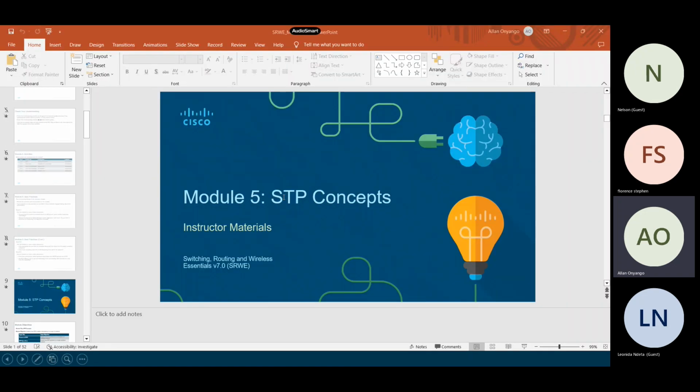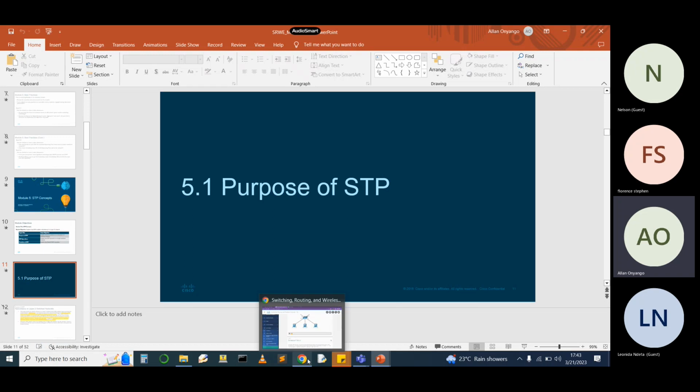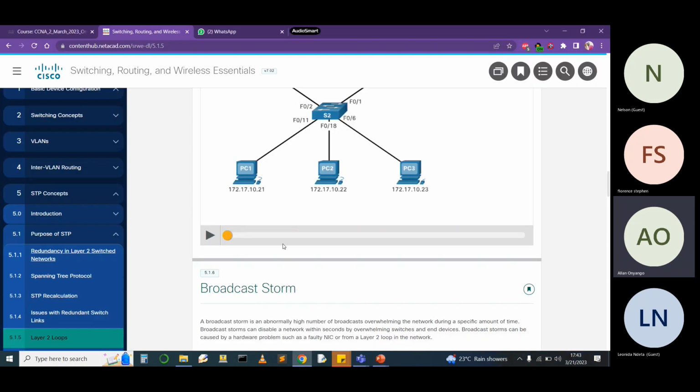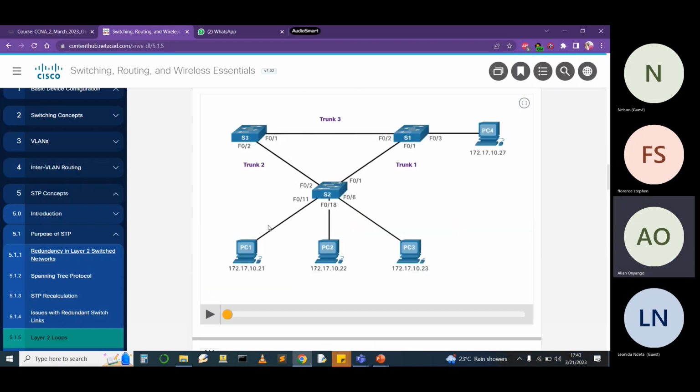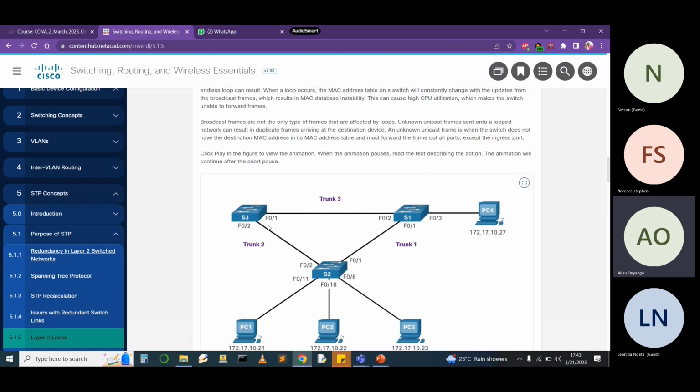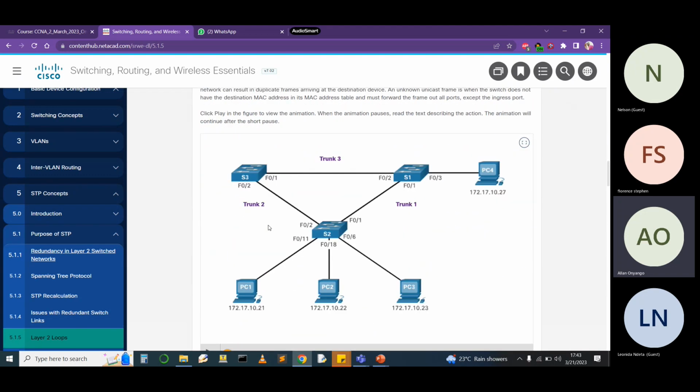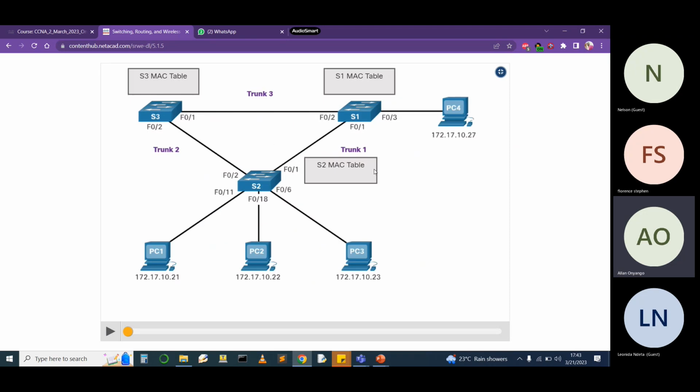Okay, and so to start my class today, I actually want to go straight to illustrations. I like using illustrations a lot so that we can see what happens when a network does not have STP, or why we need STP in our network. So I want you guys to watch keenly and see what's going to happen.